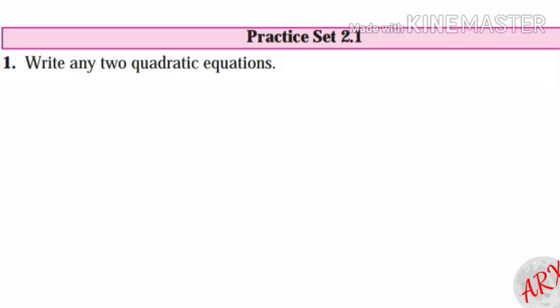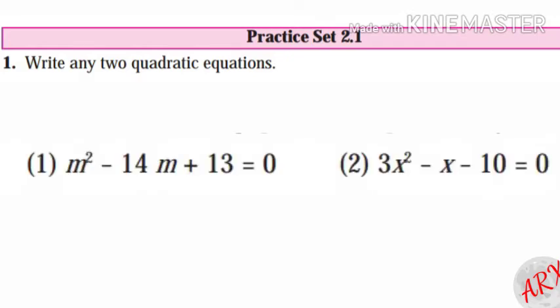Question number 1. Write any two quadratic equations. We can take any quadratic equation. Here we took m square minus 14m plus 13 equal to 0 and 3x square minus x minus 10 equal to 0.